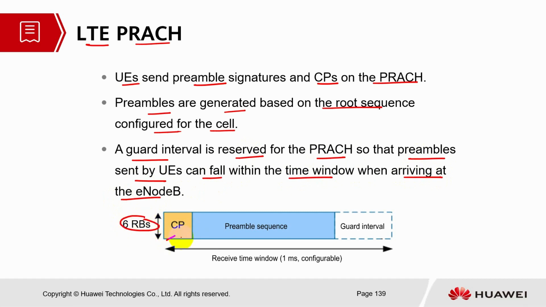This is the cyclic prefix. If you have a shorter delay, you use normal CP. If you have a longer delay, then you use extended CP. This is the preamble sequence that we reserve for the UEs, and this is the guard interval. The receive time window is 1 millisecond. The preamble is basically, in order to access the network, you need to send a preamble message first. That is what we call the random access channel.